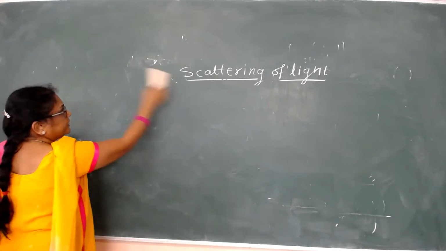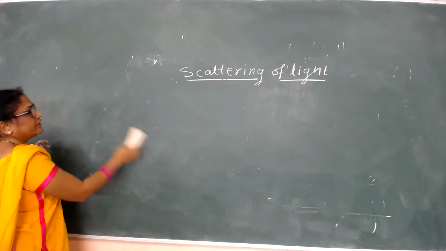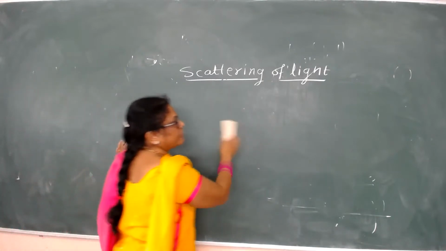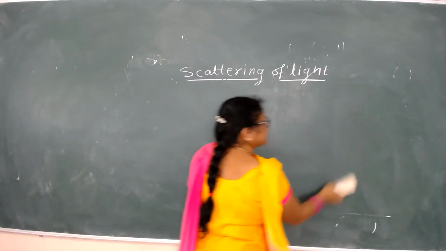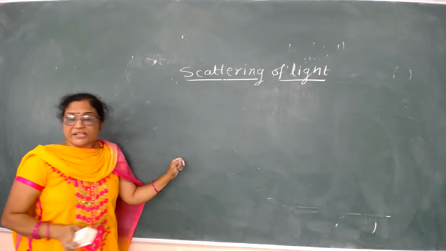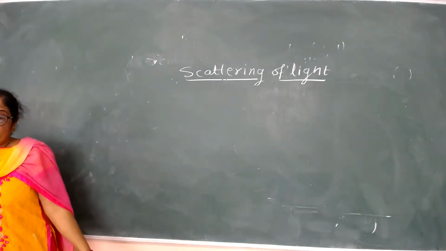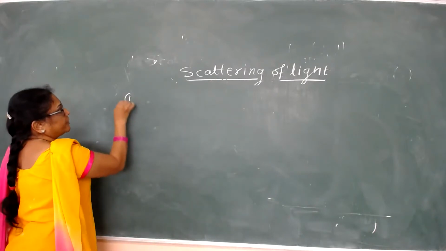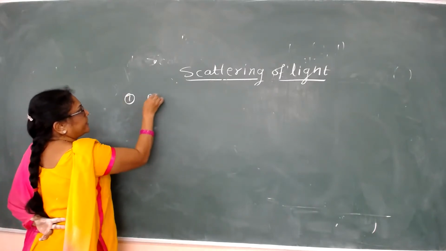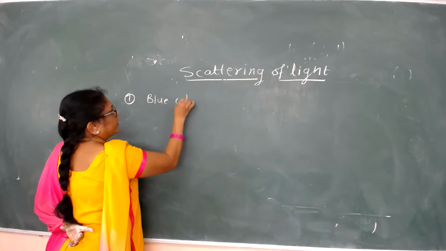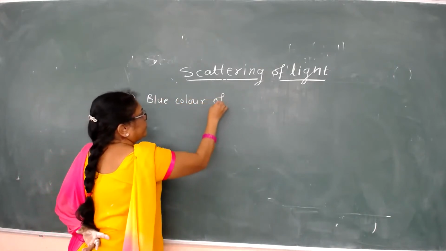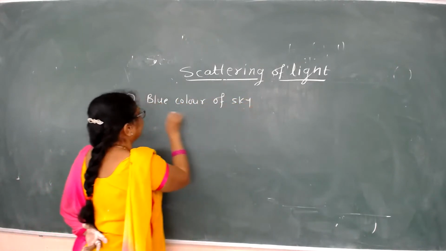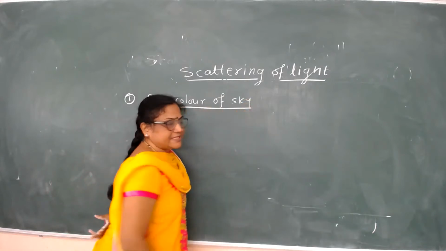Scattering of light is the refraction of light due to the molecules present in the atmosphere. That process is known as the scattering of light. Due to the scattering of light, a number of phenomena are observed in the atmosphere. Suppose we first study the blue color of the sky.